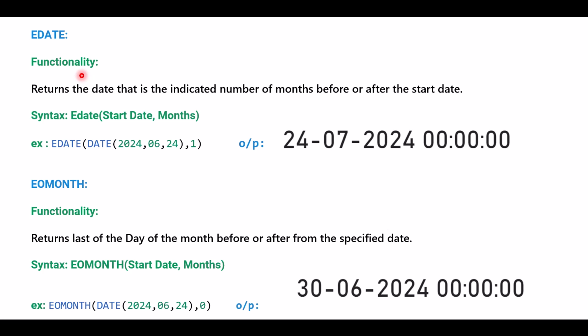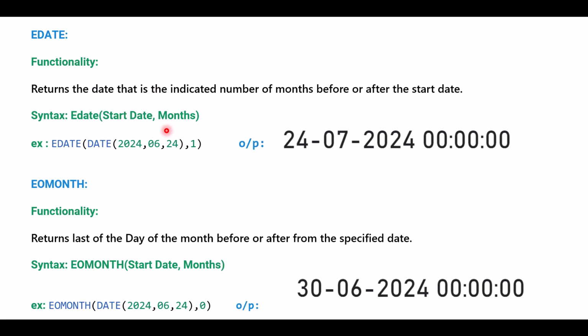So next we have EDATE. EDATE is a scalar valued date and time function which will return a date in date and time format after shifting the number of months before or after the specified date. If we observe the syntax of EDATE, it is accepting two arguments, one is start date, the other is months. Here months is nothing but the number of intervals in months that this start date should get shifted forward or backward.